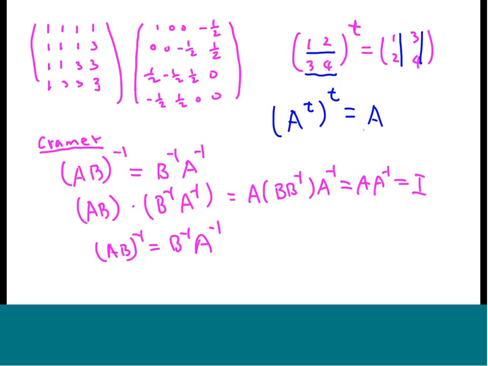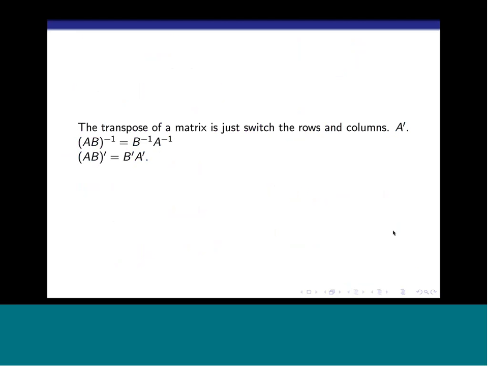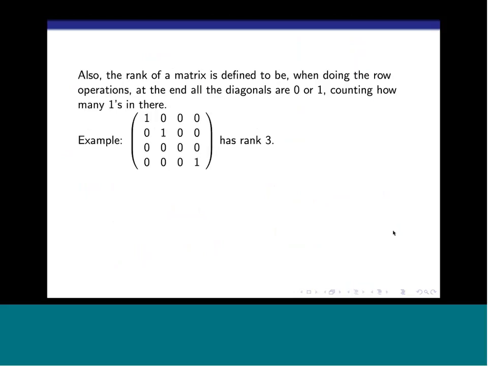Also, the transpose of AB multiplied together is B transpose A transpose. This has to be proved by induction. Unfortunately, it's not that simple. Actually, there is a better proof using something called a quadratic form. We probably won't learn it anyway.